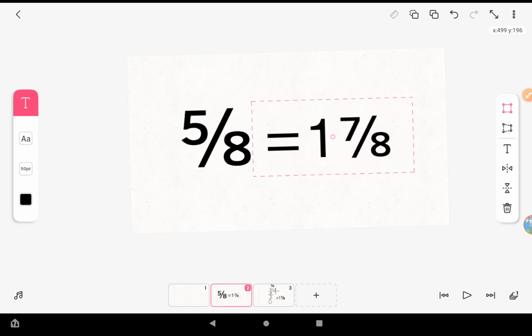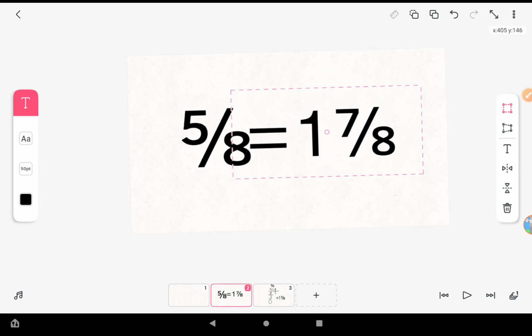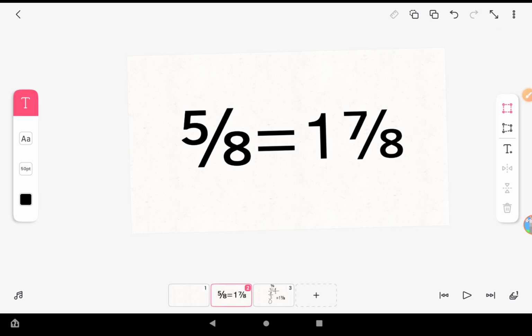So this is how you turn a fraction into a number mixed together with a fraction.